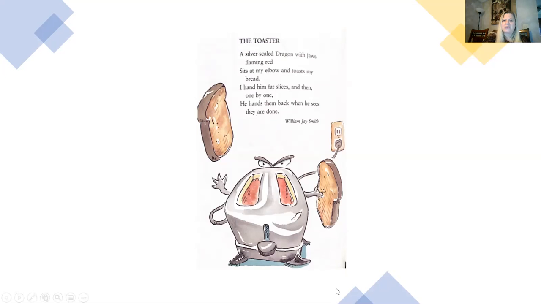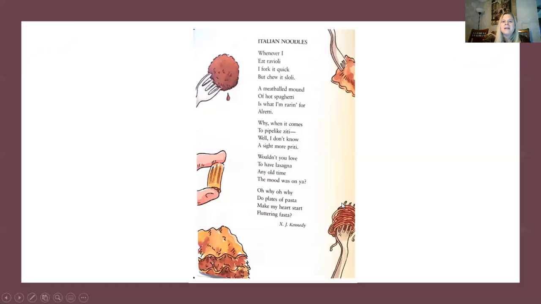Cute little poem about a toaster and what it does so that we can eat that toast. Italian noodles.